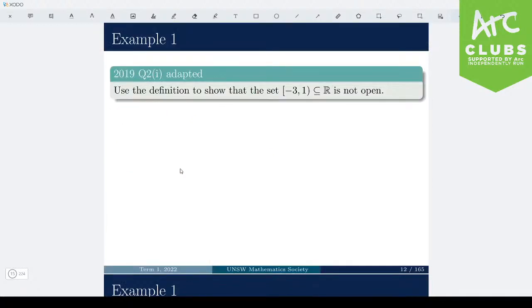Okay, let's have a look at example 1. Use the definition to show that the set, the line interval -3 to 1, is not open. Okay, so let's have a look at visualizing this first. Let's draw the number line. Okay, let's say this is 0, this is 1, this is -1, this is -2, and this is -3. So this interval here would be going from -3 to 1.